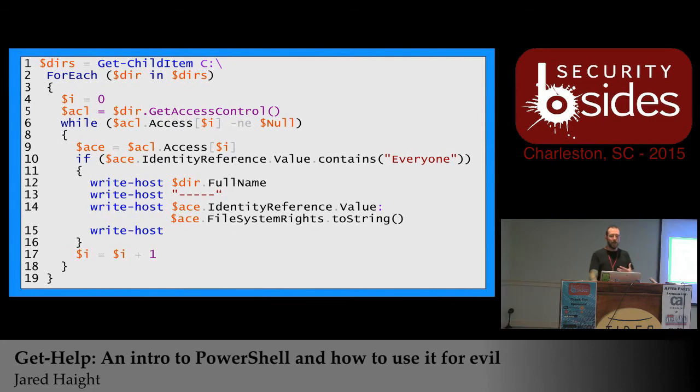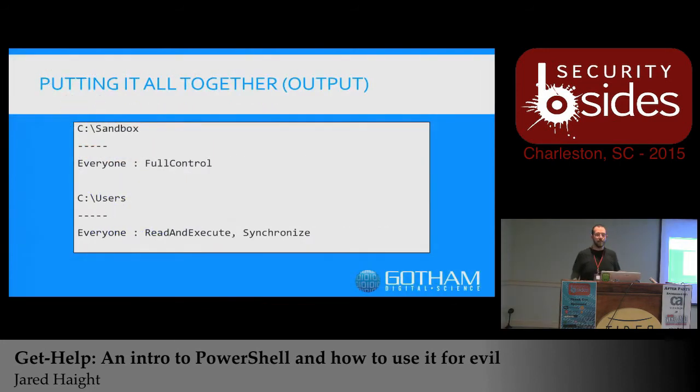So again, for the output this time, we're just looking for anything that contains Everyone. On running this on my laptop, we got back Users, which is expected, and Sandbox, which apparently Sandboxie wants Everyone to have full access to that folder, which confuses me and has since been fixed.